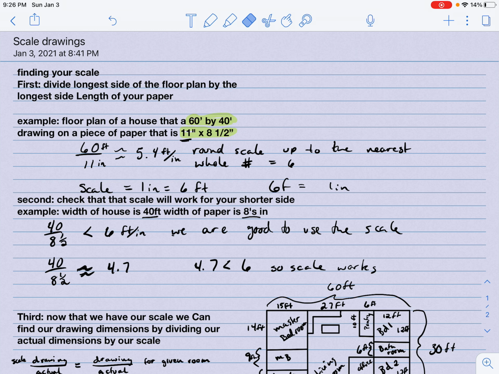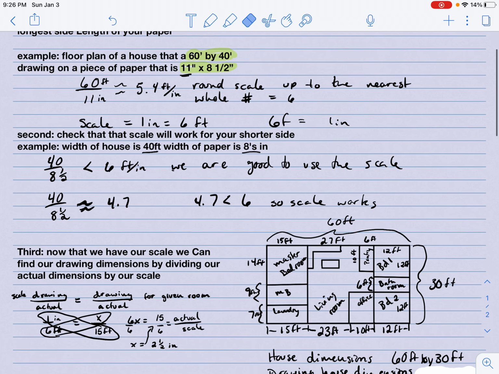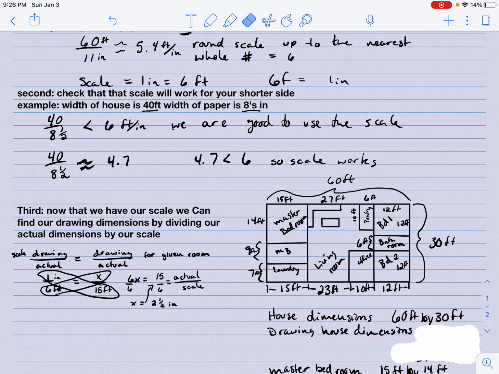Now that we've got our scale, we can go into actually drawing out the house on our sheet of paper. I just have a rough drawing here, laying out this house as 60 feet by 30 feet. If I'm going to put it on an 11 by 8.5 sheet of paper, I already know that this is going to be my scale right here. Sorry, the 1 inch is equal to 6 feet.